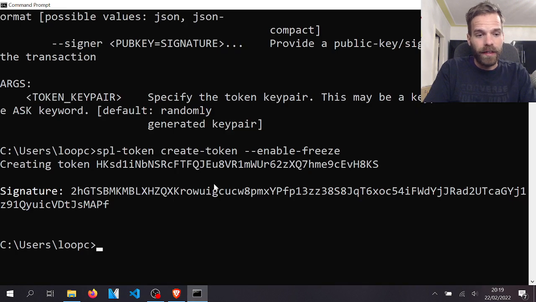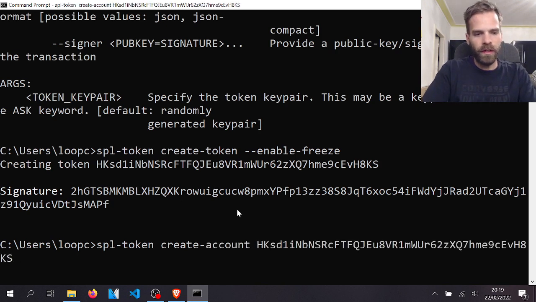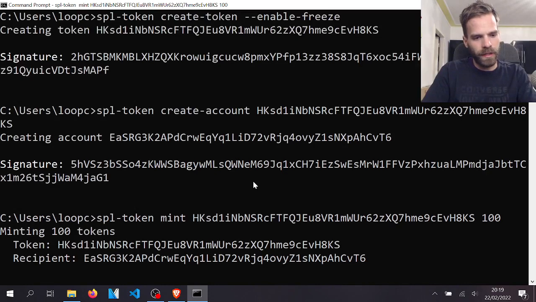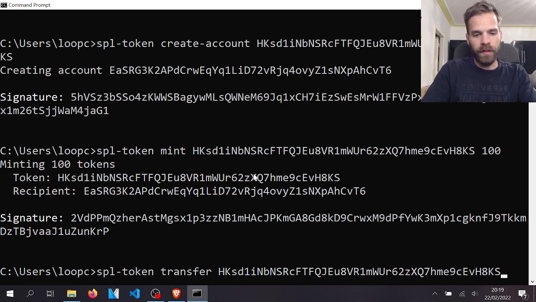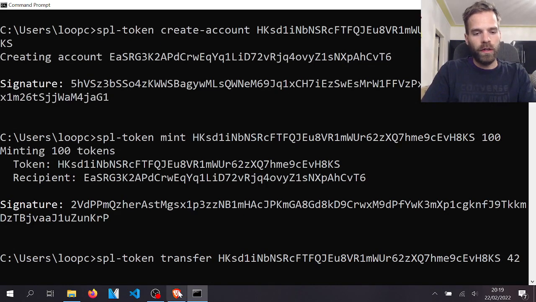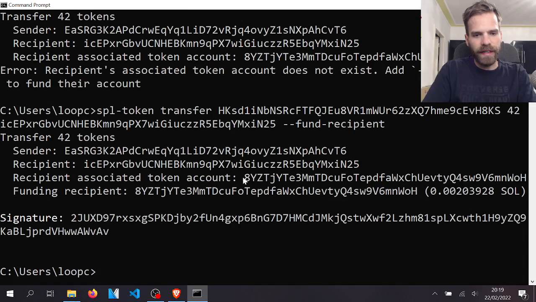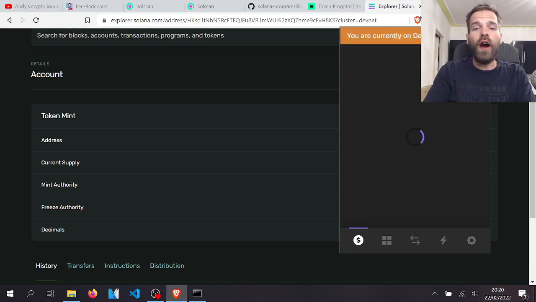Okay, let's try this. Let's SBL token create account for this token. Then SBL token mint this token, maybe 100. Then SBL token transfer this token, maybe 42, to that ice baby. And also fund his account. That's the account we funded. And just to prove that for now I can still send tokens. So this is the token.